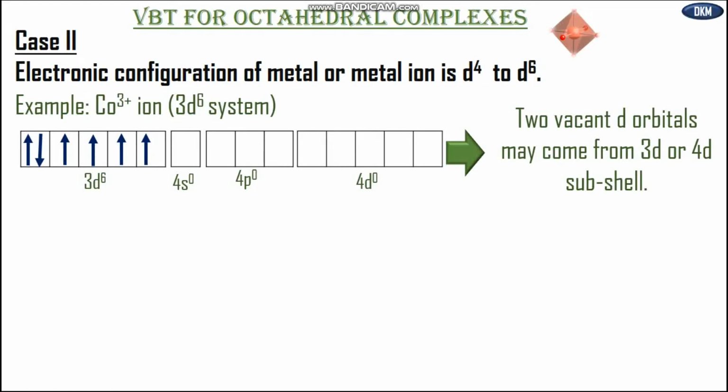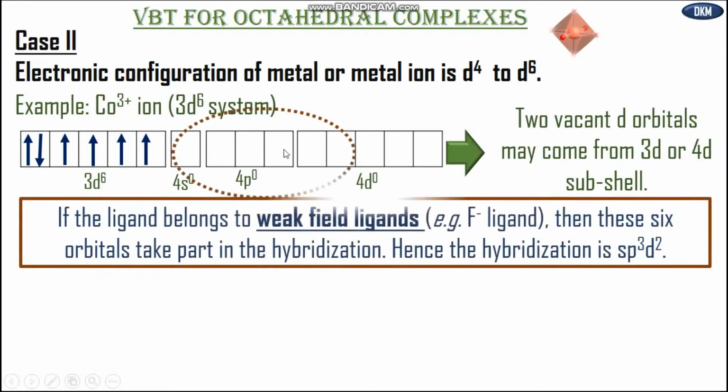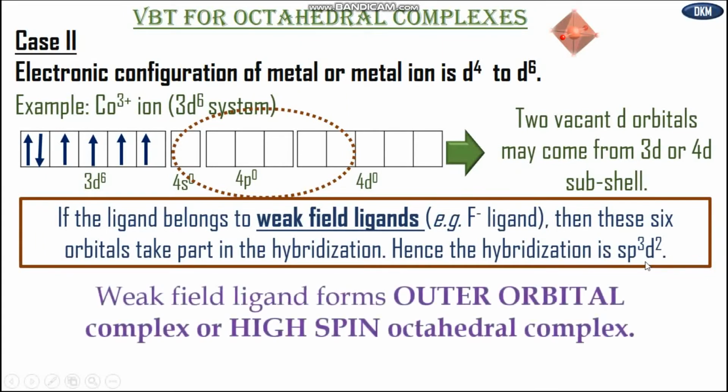Weak field ligand forms weak bond with the metal or metal ions. Hence, the metal ligand bond energy is not sufficient to pair up these 2 electrons into this orbital. And because of that, fully vacant outer d orbitals take part in hybridization. In this case, the hybridization is sp3d2. Here, d2 comes last because it comes from outer d subshell. So we can say metals or metal ions having electronic configuration d4 to d6 form outer orbital complex or high spin complexes with the weak field ligands.